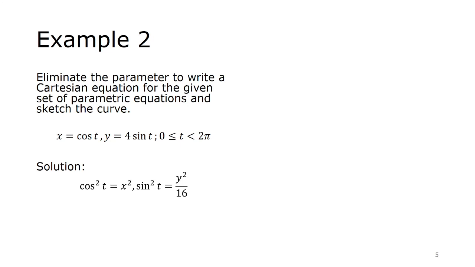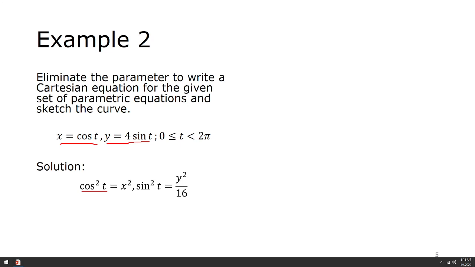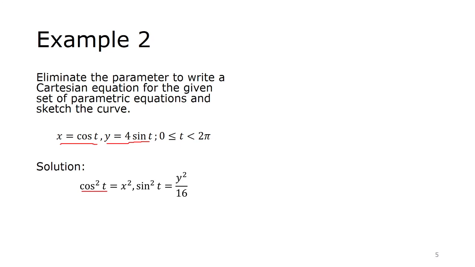So instead of solving for t, we would take the x equation and square both sides in order to get cosine squared t. And then we would take the y equation and do the same thing, but first dividing both sides by 4. So isolate the sine function first, divide both sides by 4, and then square both sides to end up with y squared over 16. This is helpful because then we can substitute both of those two things into the Pythagorean identity. Cosine squared t plus sine squared t equals 1.